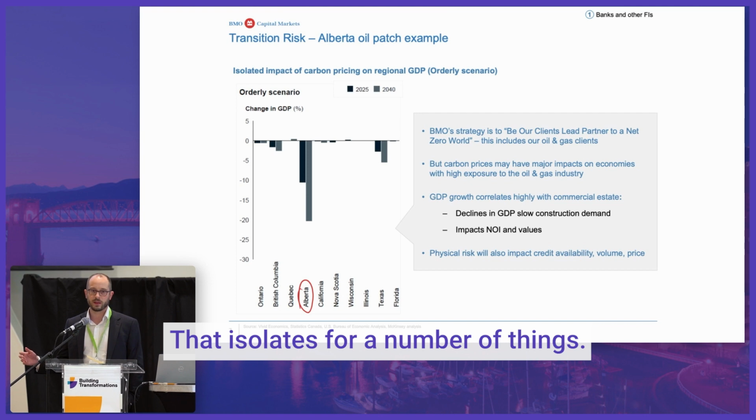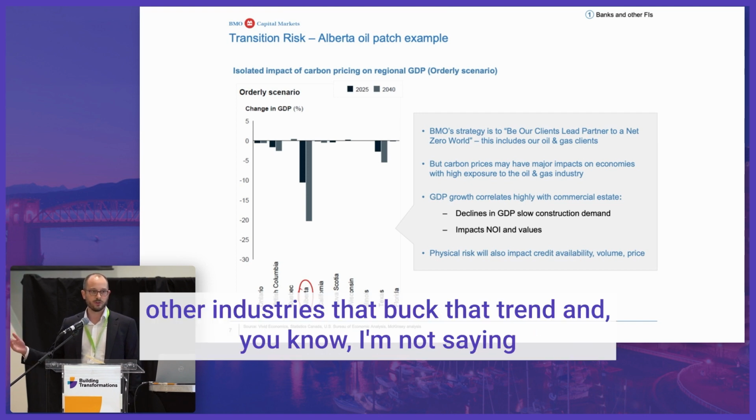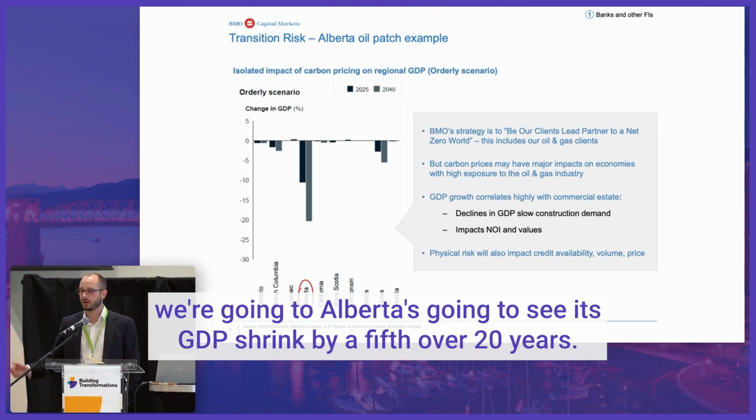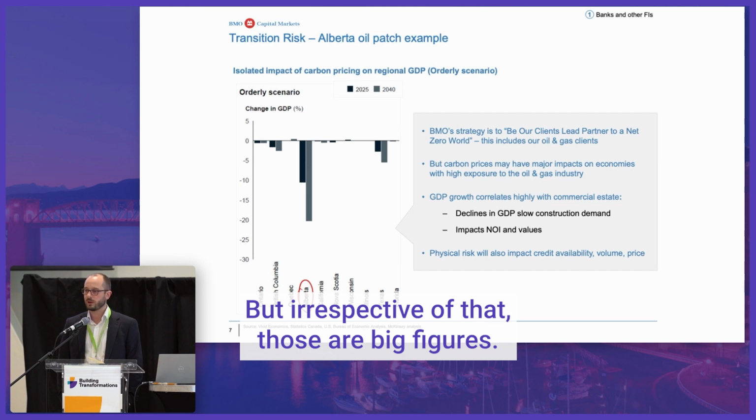Now, that's not to say that's going to happen. That isolates for a number of things. There are probably going to be other industries that buck that trend. And I'm not saying Alberta's going to see its GDP shrink by a fifth over 20 years. But irrespective of that, those are big figures.